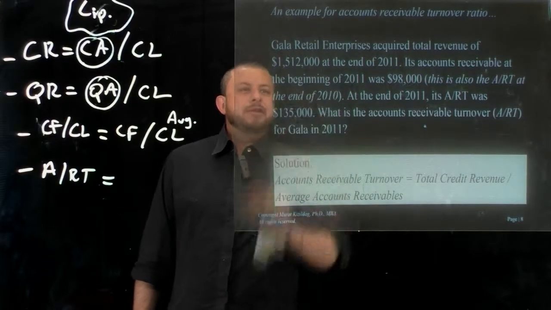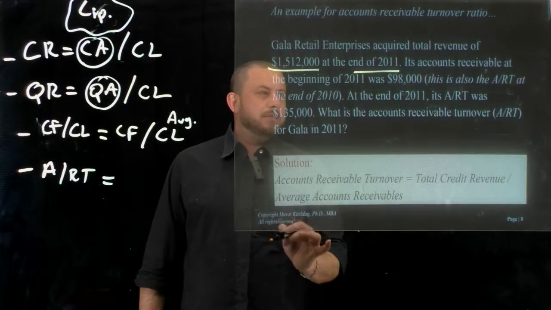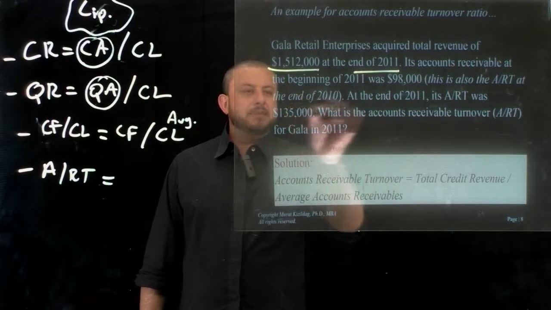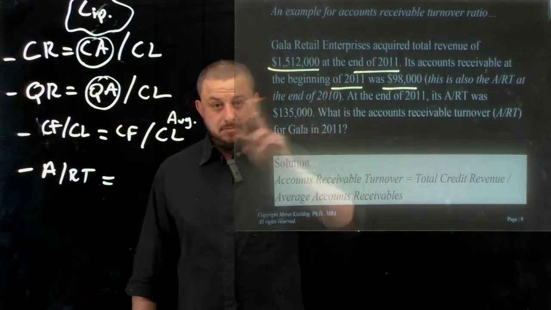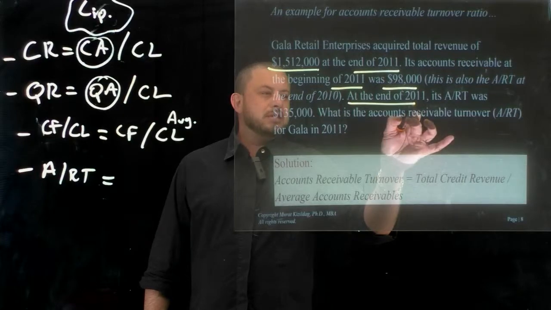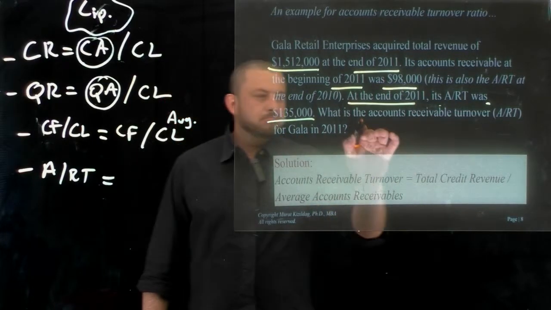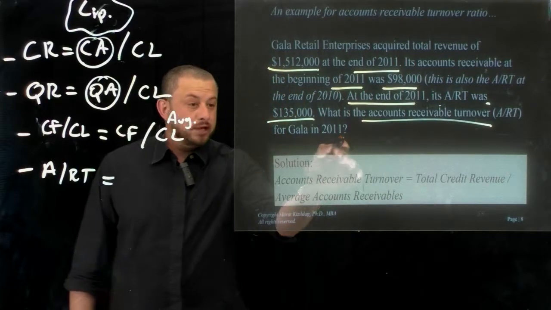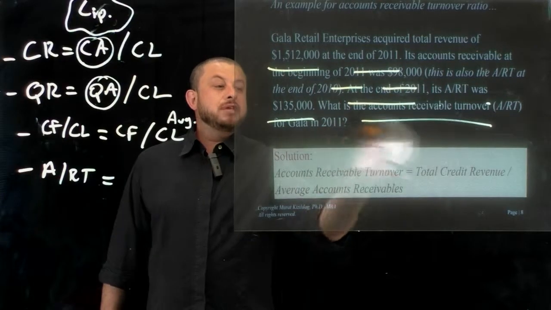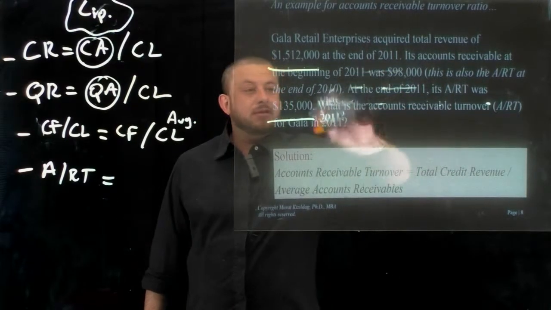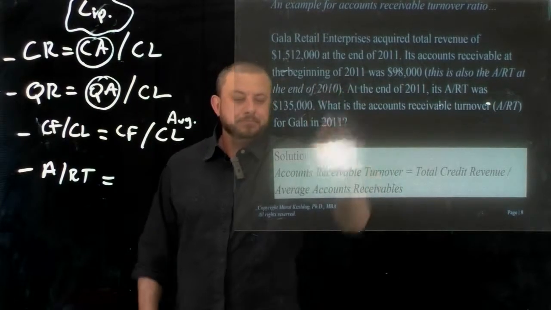Take a look at the Gala Retail Enterprises total revenue of this amount at the end of 2011. Its accounts receivable at the beginning of 2011 was $98,000. This is also at the end of 2010, don't forget. At the end of 2011, its accounts receivable was $135,000. What is the ART for Gala in 2011? Guys, we have two values again, meaning we have to deal with the averages. Take a look at the solution part.